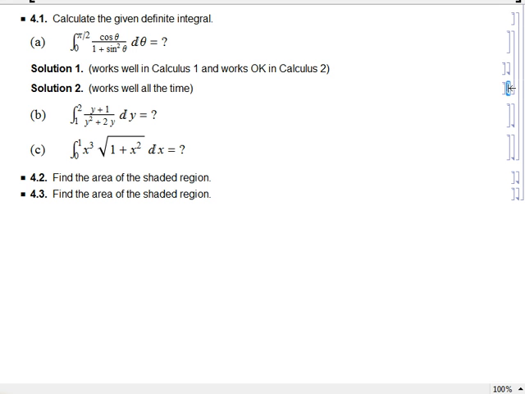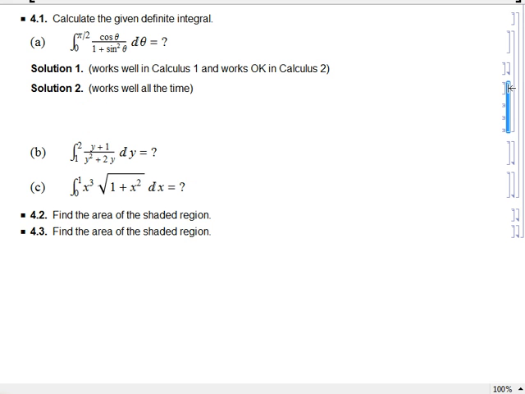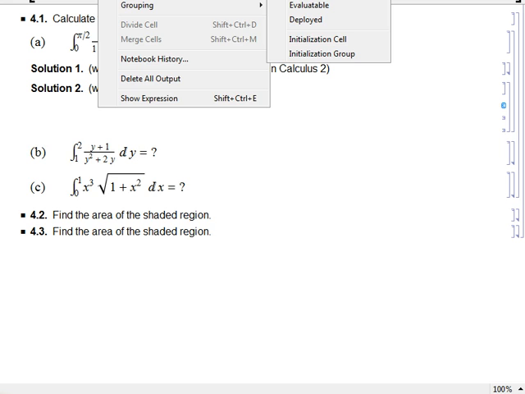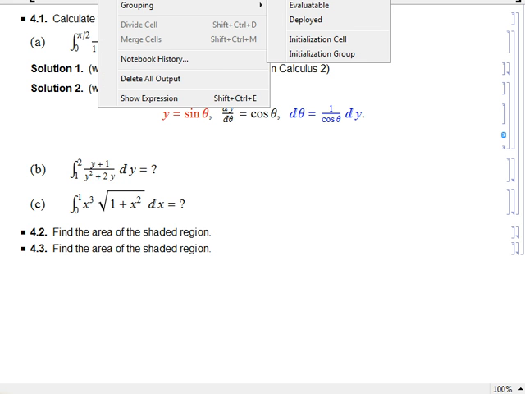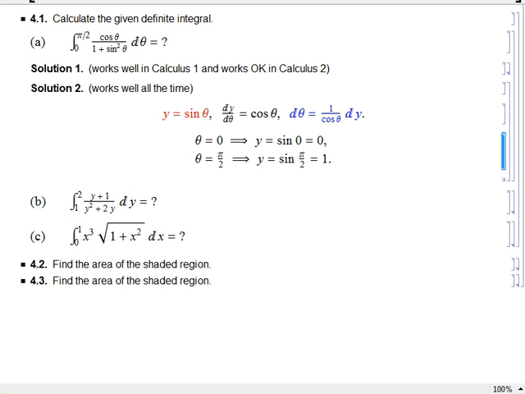So personally, I'd like to encourage a second method a little bit more, especially for mathematics majors who will have to go on to higher level mathematics. So how do we handle this method? The first step is the same. y is sine of theta, and then all those derivative and differential computations, and then adjust the starting and ending point of the integral.